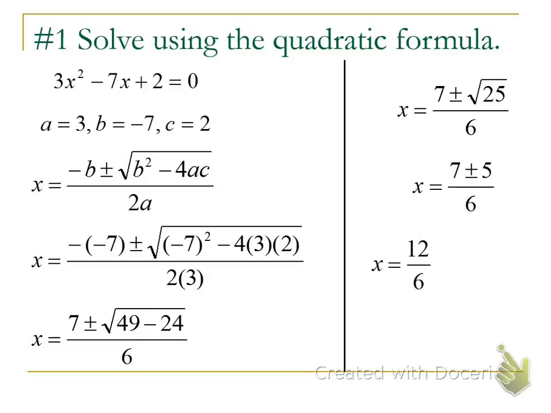So one option is 7 plus 5, which is 12. 12 divided by 6 is 2. Okay, and my other option is 7 minus 5, which is 2. And 2 divided by 6 is just a fraction in simplest form, so 1/3. So x equals 2 and x equals 1/3.